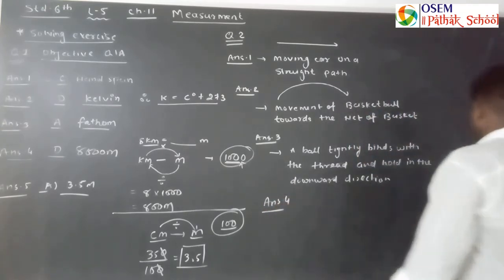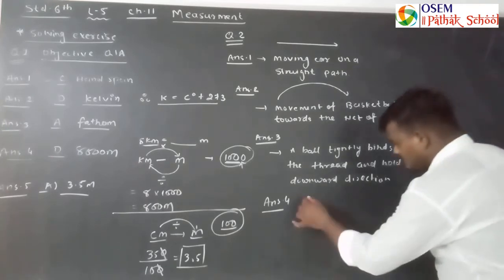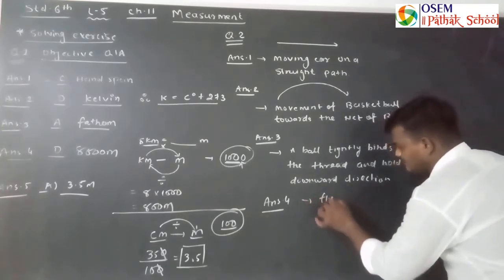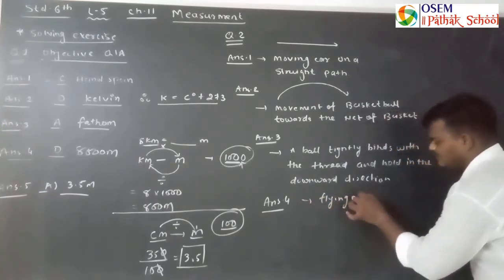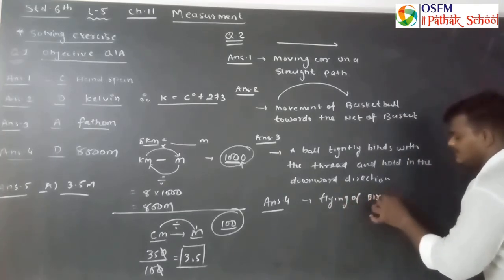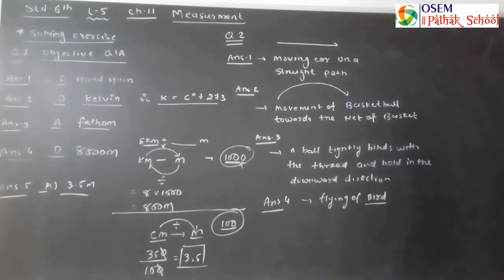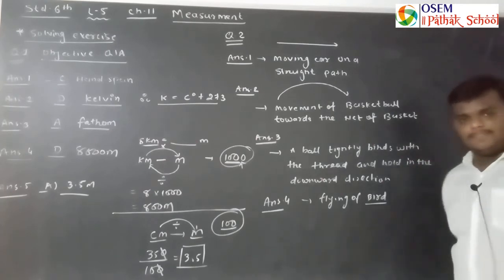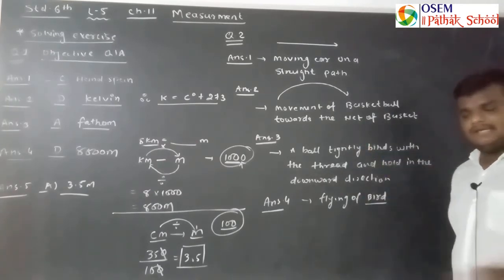And the fourth one, non-periodic motion. So non-periodic motion means flying of a bird. It is random motion, you can also say. It is non-periodic. It does not occur at any fixed points.